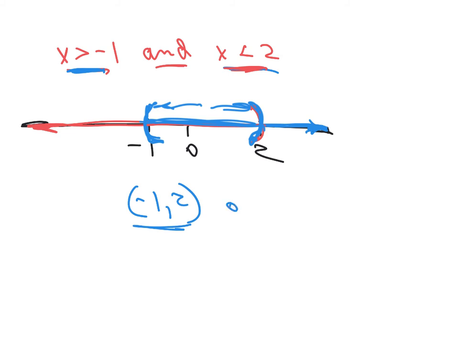And this is called an open interval. An open interval means that neither endpoint is included. Okay, so this endpoint and this endpoint are not included. If it was square, then it would not be an open interval, it'd be a closed interval if both of them were closed. But in this one, we're in an open interval.